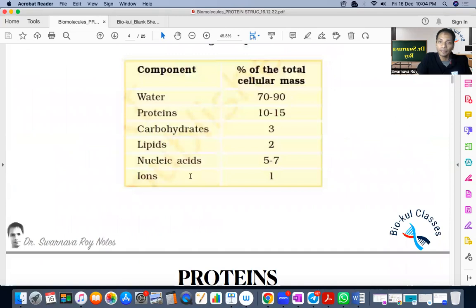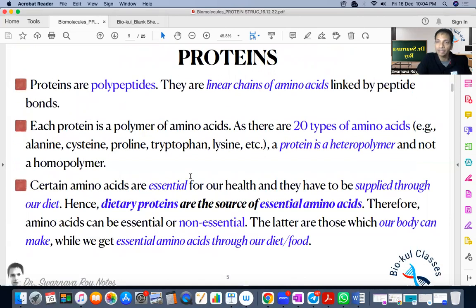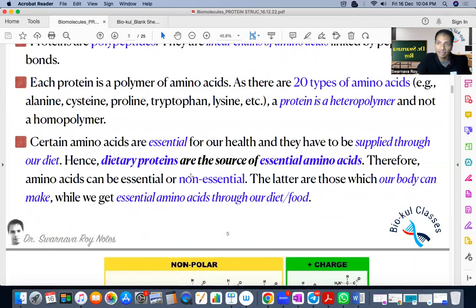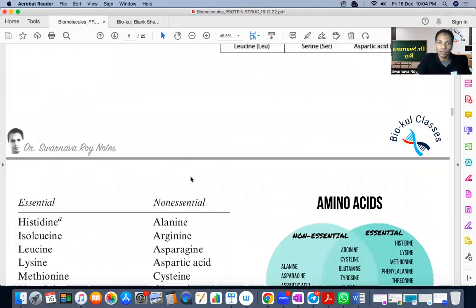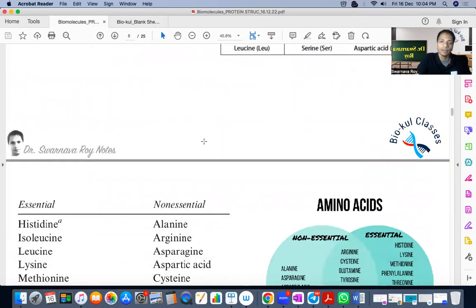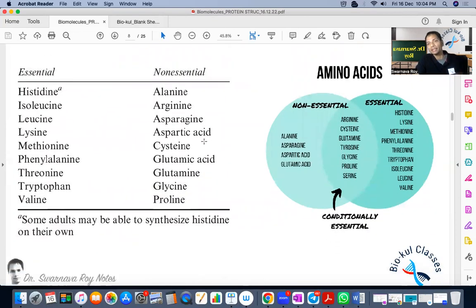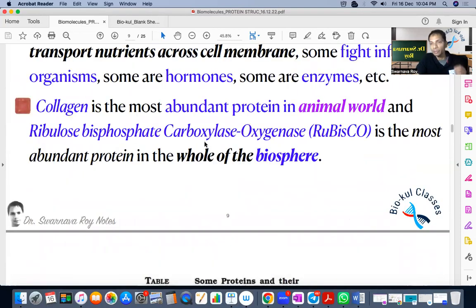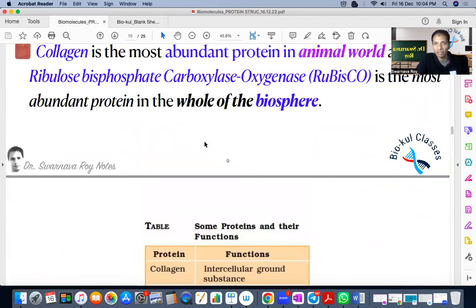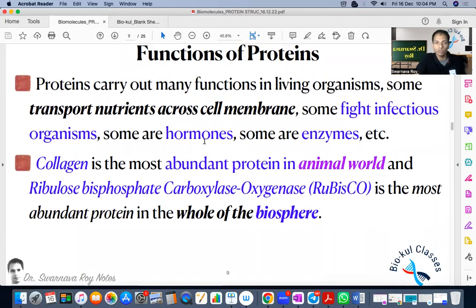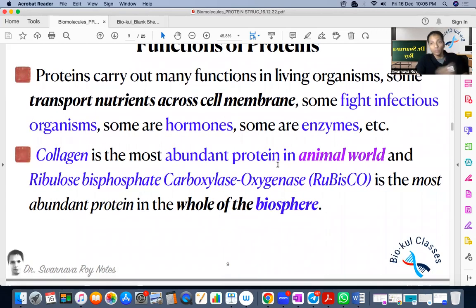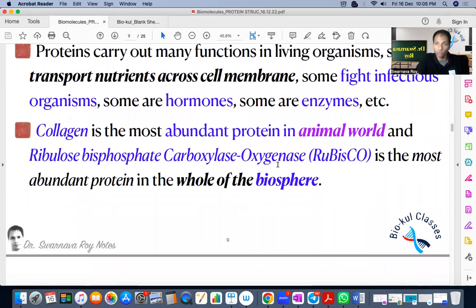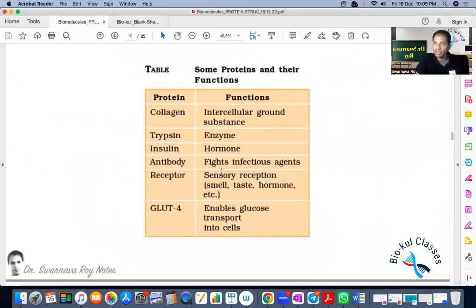And then we learned that proteins are made up of amino acids joined by peptide bonds. There are 20 different kinds of amino acids. We learned about essential amino acids, non-essential amino acids, and also conditionally essential amino acids. And then we learned about the functions of proteins, which range from functioning as enzymes, to transporting nutrients across the cell membrane, to fighting infections. We learned about the most abundant animal protein, which is collagen, and the most abundant protein in the biosphere, which is rubisco.